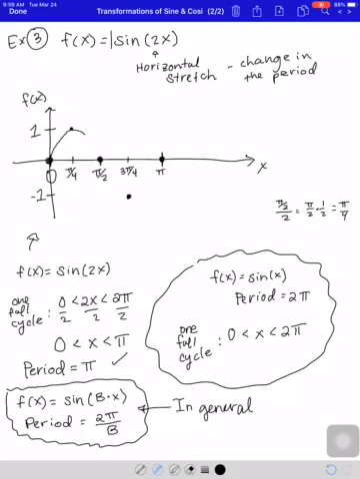All right. Now it's always good practice to label your points here. Like this guy here would be pi over 4, 1. This guy here would be 3 pi over 4, -1. But as long as you label your x-axis and your y-axis clearly, that should be enough as well.